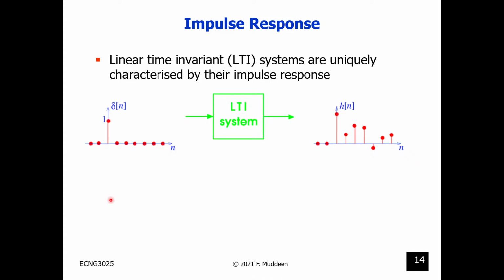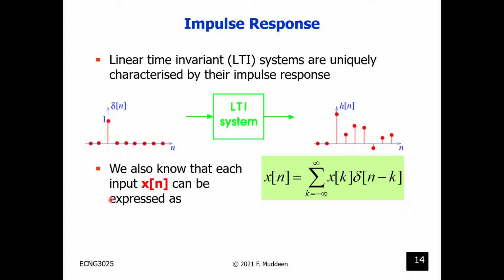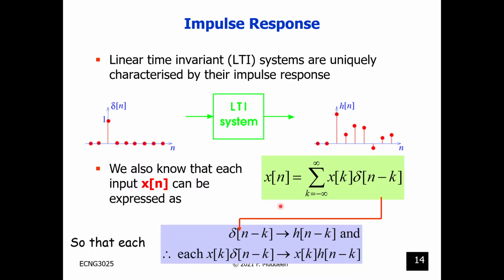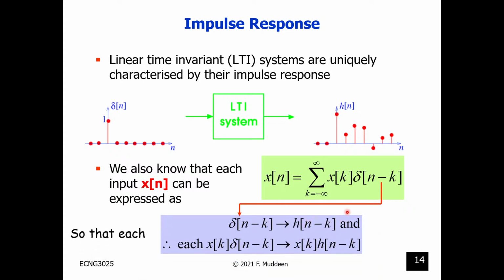The linear time invariant characteristic is basically how we characterize a system by its impulse response. And for each input x of n, if we manipulate this accordingly and represent it in our convolution sum, we can see here that instead of delta of n minus k, we can say that's now going to be h of n minus k. So anything that was delta of n minus k is just going to be wrapped as h of n minus k accordingly, due to this linear time invariant property.